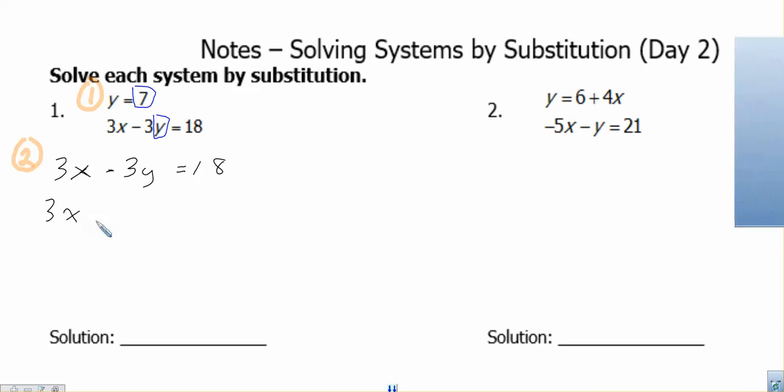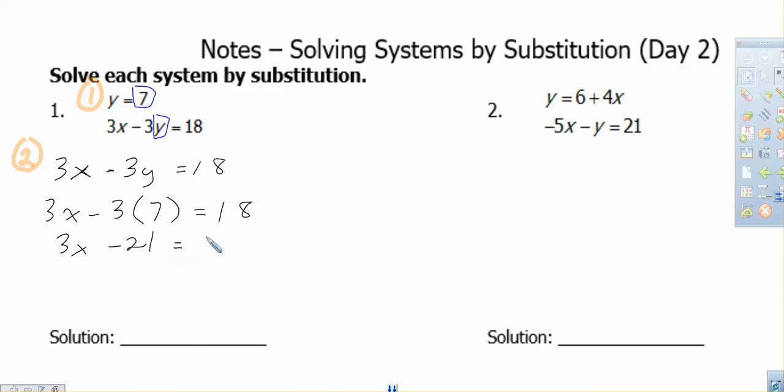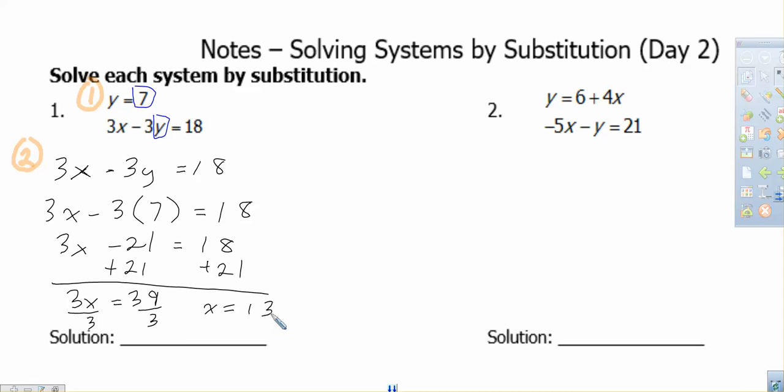So 3x minus 3 times y, which is 7, equals 18. So solving this, that's 3x minus 21 equals 18. So we'll add 18 to both sides. What am I doing? Add 21 because we want a zero pair here. That's a really common mistake that people make, so make sure you don't make that. 3x equals 39. Dividing by 3, we find that x equals 13.